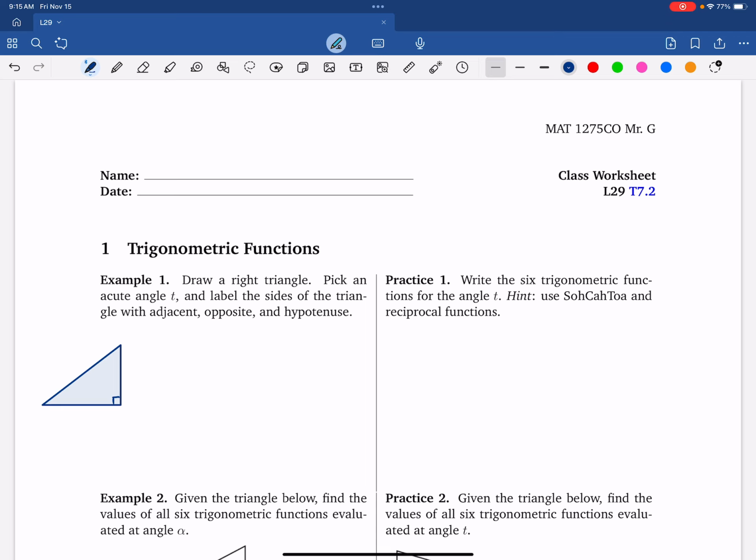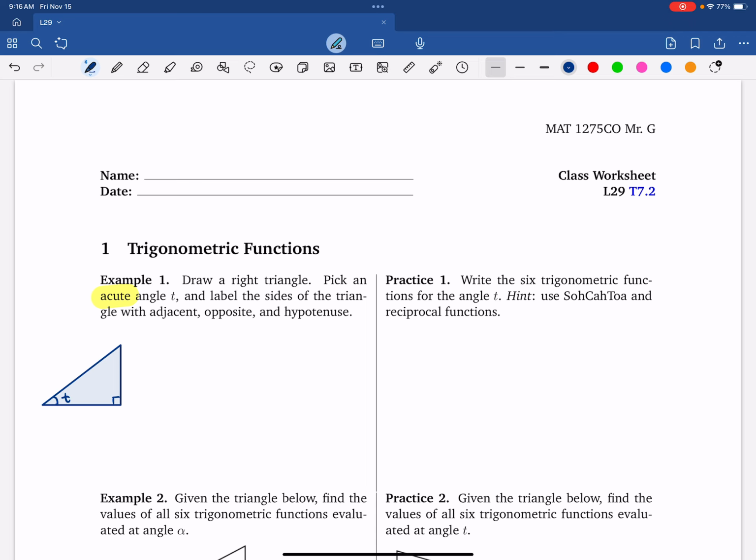And notice that the instruction mentioned this word right here, acute, right? An acute angle is an angle that's between 90 and 0 degrees. So in that case, it cannot be the 90 degrees that we have. So it cannot be this one, but it has to be one of the other two angles. And which one do you label? It's okay. Either one is fine. You just pick one to label, and that's how you know which side is adjacent, which side is opposite.